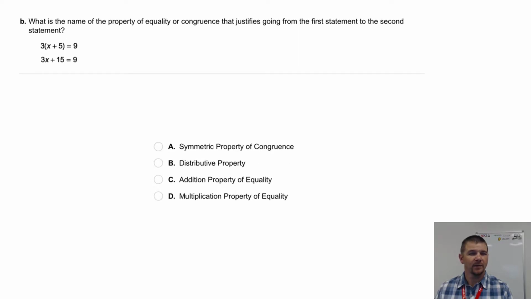Part B. What is the name of the property of equality or congruence that justifies going from the first statement to the second statement? 3 times the sum, x plus 5 equals 9. 3x plus 15 equals 9.